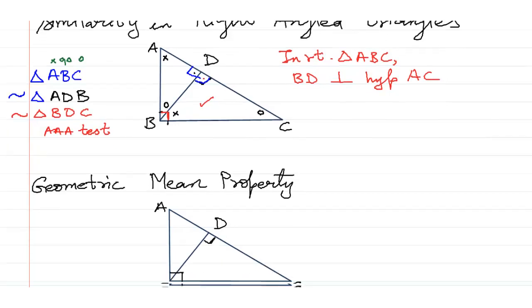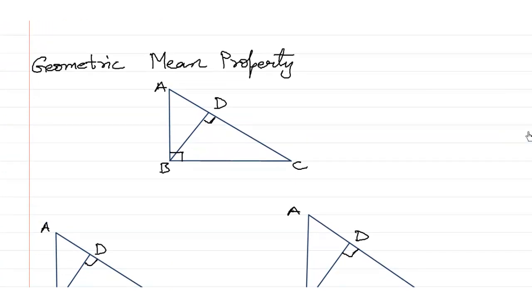And because of this particular property of similarity in right angle triangles, we have this formula, which is called the geometric mean property. According to the geometric mean property, BD squared is equal to AD into DC. So remember this, BD squared, which is the height on the hypotenuse, is equal to AD into DC, where D is the point on the hypotenuse. Remember, D is not the midpoint. It may or may not be the midpoint. So D is just a point where your BD is perpendicular to AC.